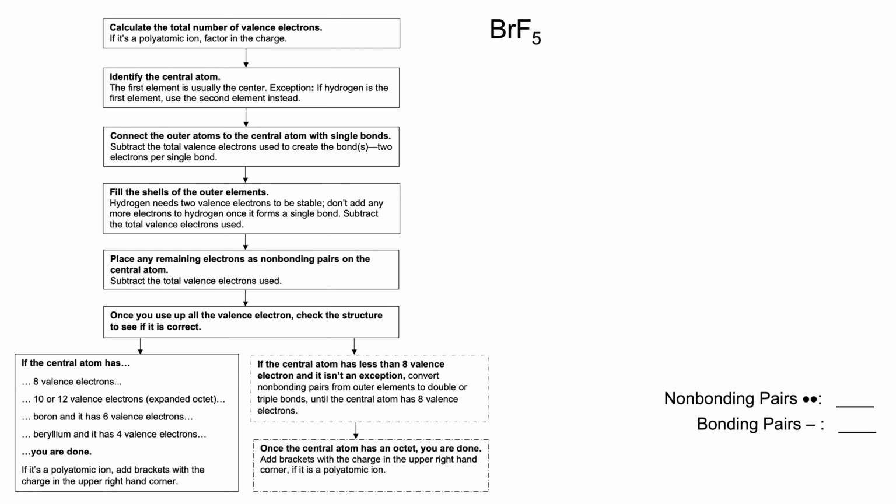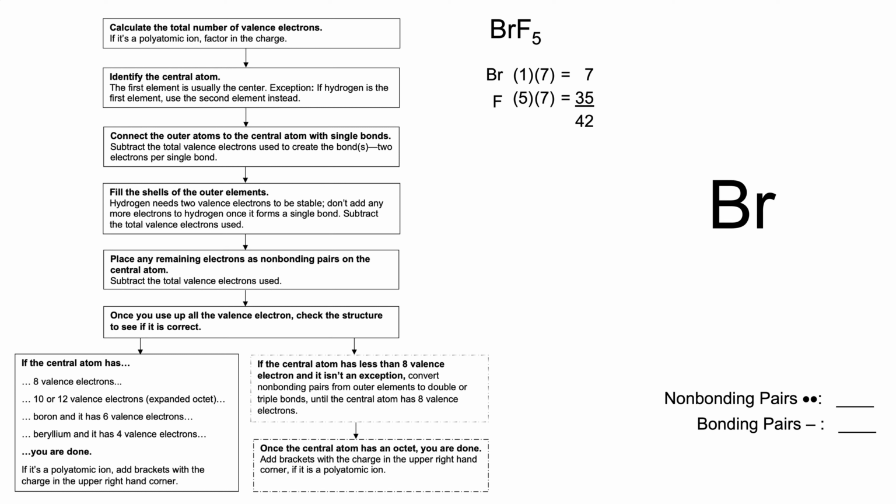To solve the Lewis structure for bromine pentafluoride, I'm first going to go through and do the inventory. There's 1 bromine and 5 fluorines. Each bromine contributes 7 valence electrons, each fluorine contributes 7. I multiply across and then add to get a total of 42.